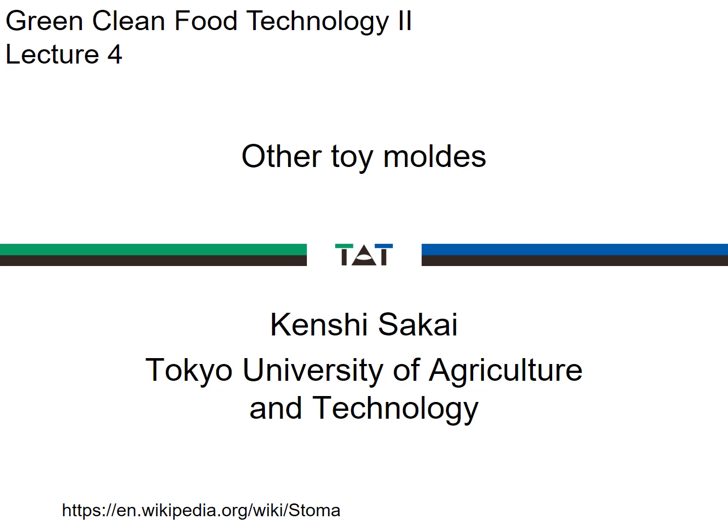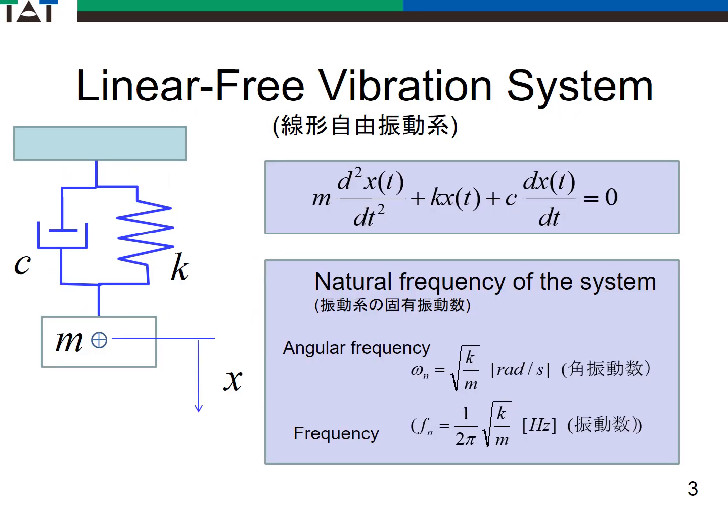But there is another one we call a toy model: the Duffing equation. The linear free vibration system is something everybody knows, right? This is K, the spring, C, the dashpot, and M, the mass. That's the gravity. Then the equation is written this way, right?